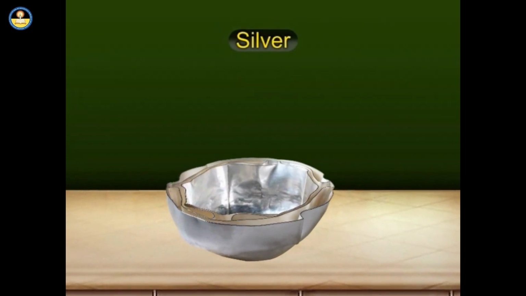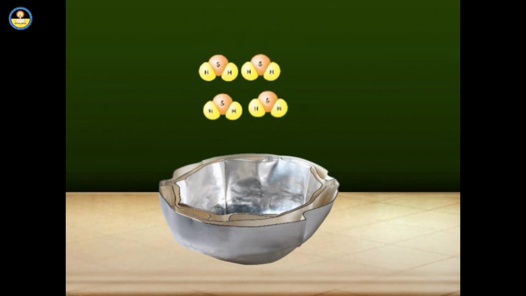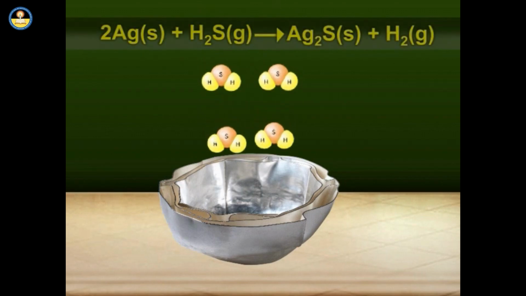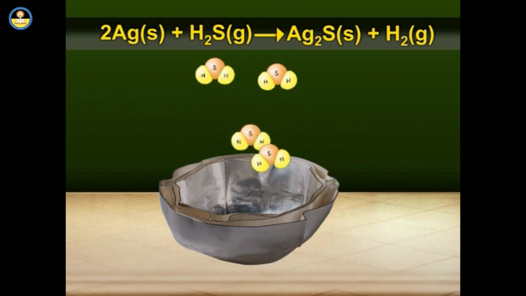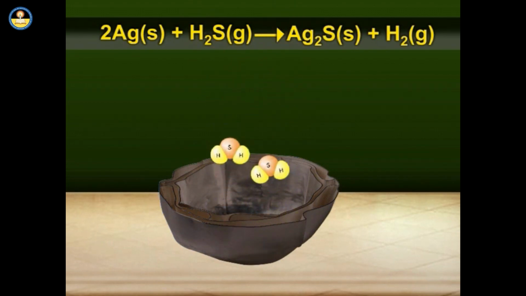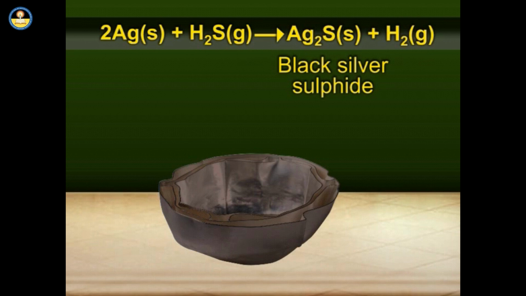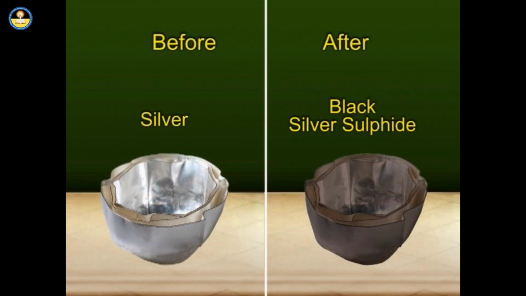Silver objects also corrode if kept in an open atmosphere containing a small amount of hydrogen sulfide gas. 2Ag in solid state reacts with H2S in gaseous state to give Ag2S in solid state and H2 in gaseous state, where Ag2S is black silver sulfide. The surface of the silver object gets coated with black-colored silver sulfide.